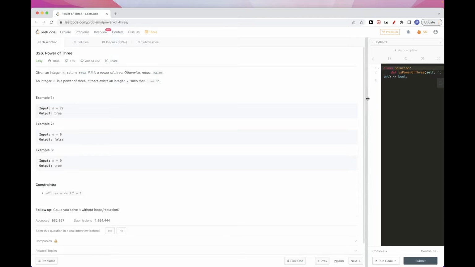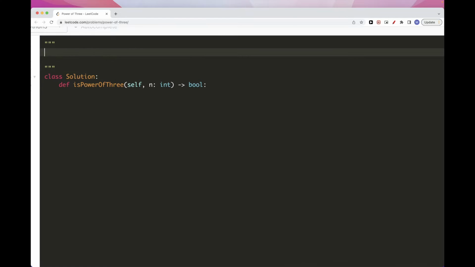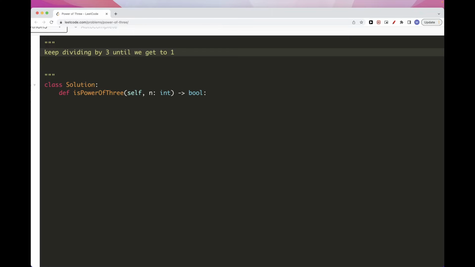So let's get started. The first thing we can do, the simplest thing, is to just keep dividing n by 3 until we get to 1. And if we are not able to get to 1, that means there is no solution. We can return false. As simple as that. Basically, for example for 9, we divide the first time by 3, we get 3. We divide the second time by 3, we get 1.